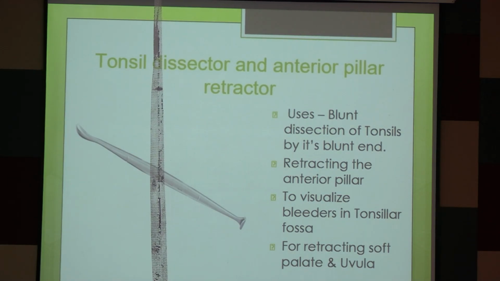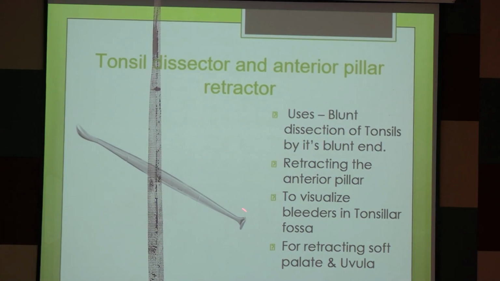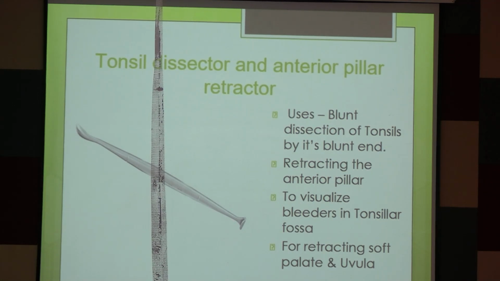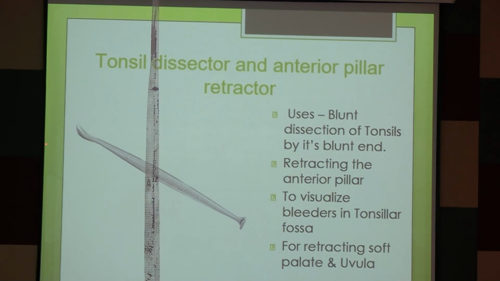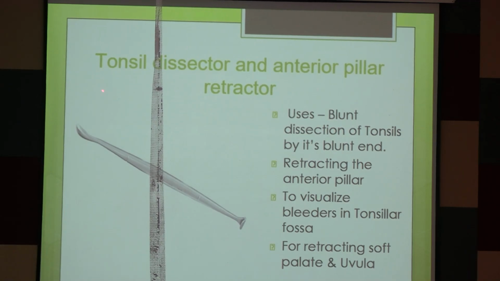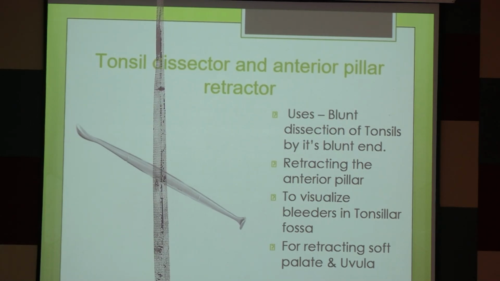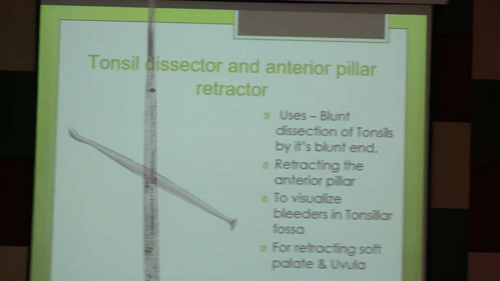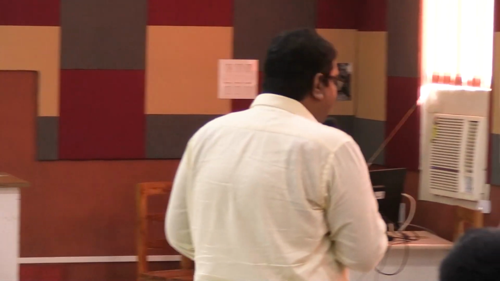This is another very important instrument, this tonsillar pillar, okay? This end is to retract the tonsillar pillar, okay? And this one is for the dissection, okay? So in combination we call it tonsil dissector and anterior pillar retractor, okay? So with the name you can understand, one end for the dissection purpose, we dissect the tonsil with one end, and another end is for retraction purpose, so that we can retract the pillars and identify if there is any bleeding vessel or not, okay?